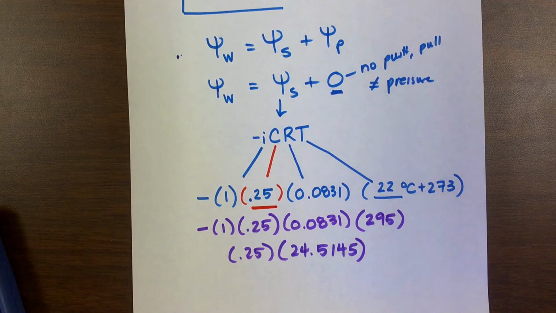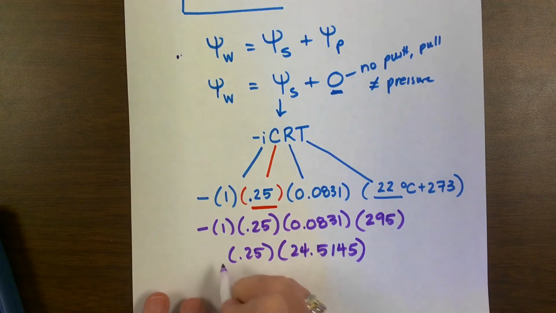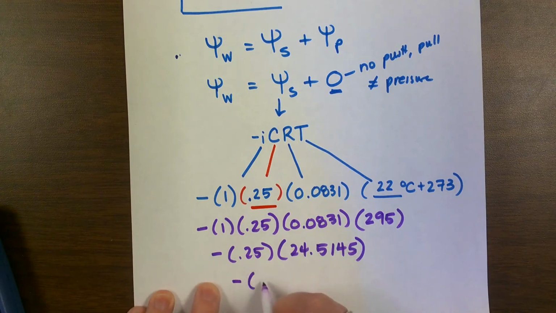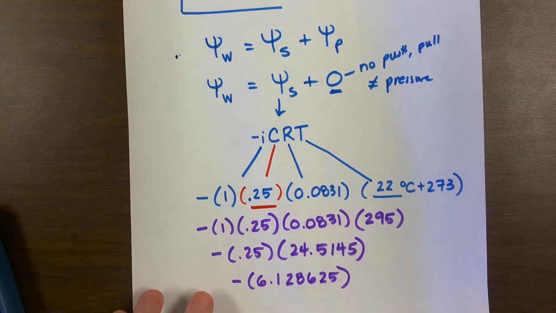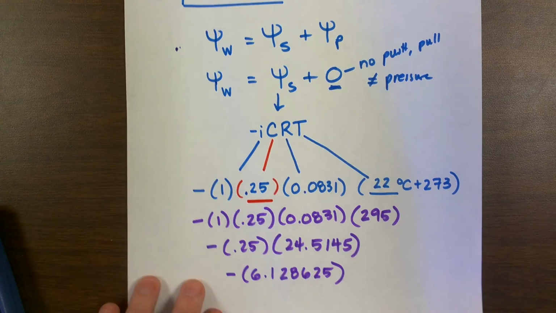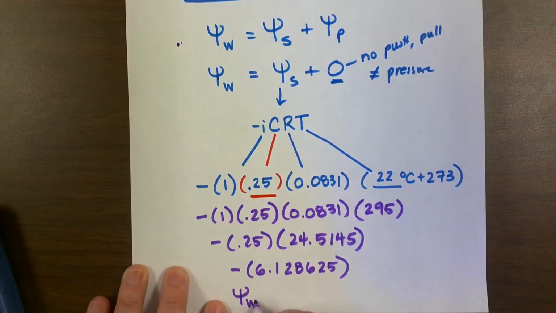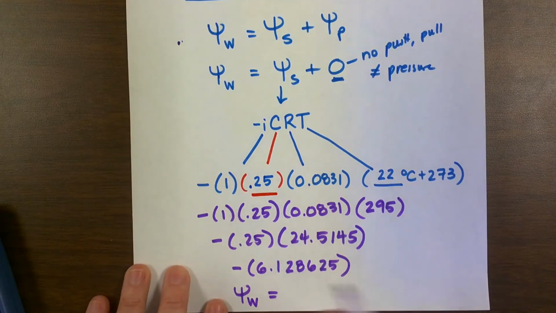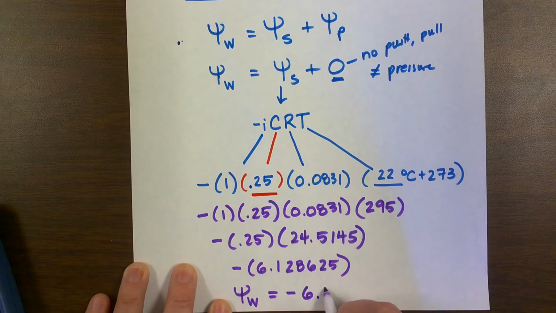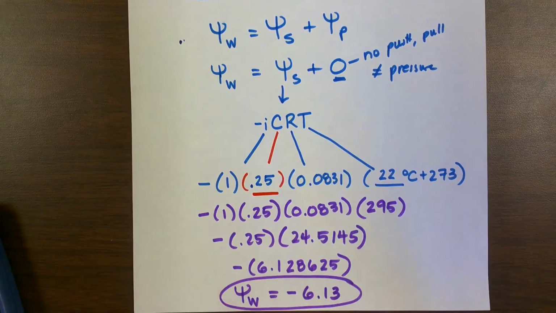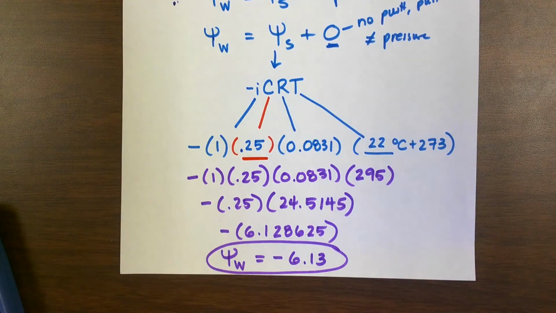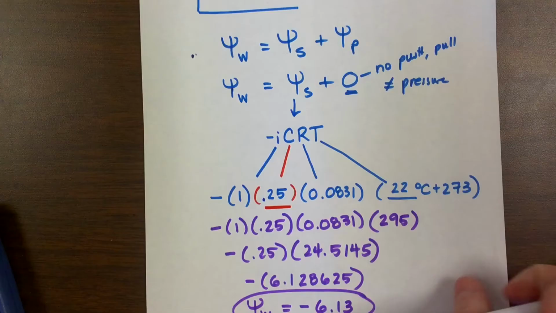And then I'll take those and multiply them together. Oop, I forgot my negative. And so then it's going to be negative 6.128625. All right, and we're just going to round it to 2 decimal places. So the water potential of our potato, or whoever the person's potato was, is going to be negative 6.13. And that's how you calculate the water potential for any substance. So now I'm just going to give you a false number, let you practice it real quick, and then we will try and make sure that you have this down pat.